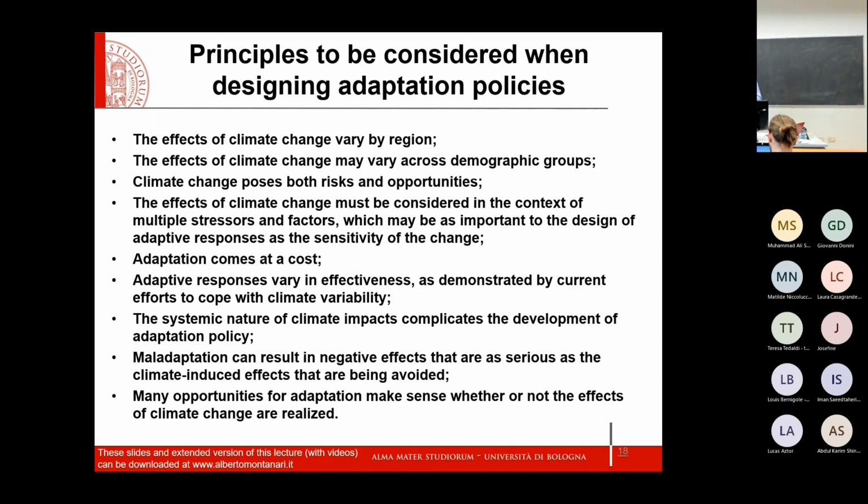Okay, and then maladaptation is to be avoided because maladaptation may be even worse than absence of adaptation. So this is something to be considered.